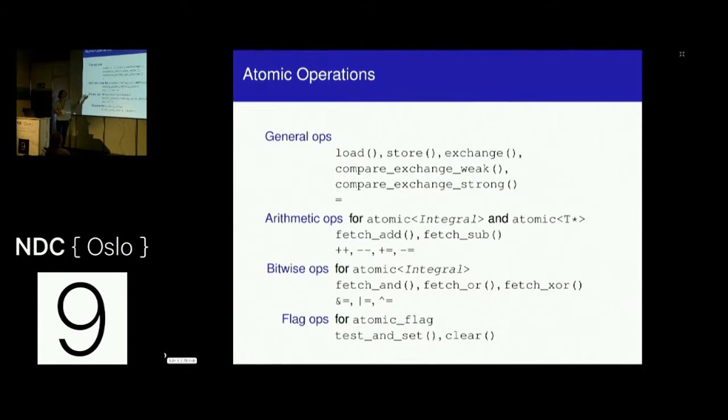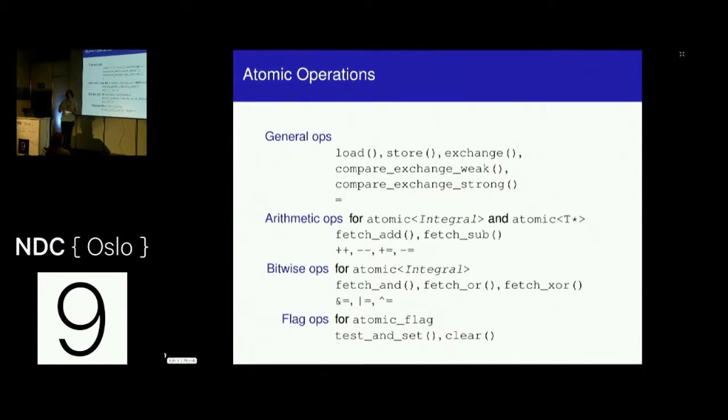If we've got integral types or pointers, we can do arithmetic. So you can do a fetch and add, which is add a value atomically to the value that's there and return what the old value was, or a subtract, which does the same. Then we've got operators that do this. We've got the plus plus and minus minus, both prefix and postfix variants, and plus equals and minus equals. So you can do atomic operations. These are shorthands for doing a compare exchange with the relevant values.